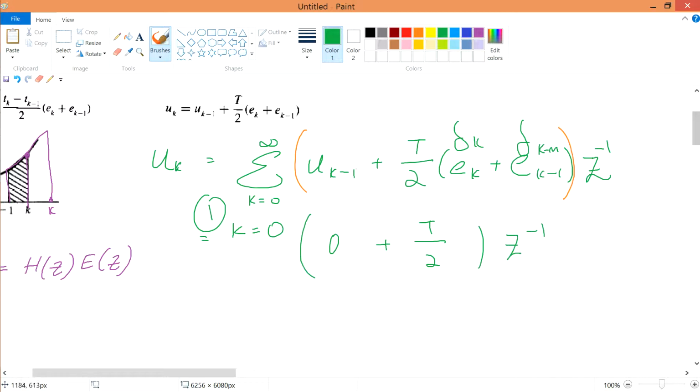What I am doing is, when I substitute k equals 0 over here, this thing will become 0, because there's no information from the previous, as we are just starting up. Then you apply a Dirac delta, which is when k equals 0. Dirac delta means that when k equals 0 it is 1, so 1 times T over 2, T over 2. And this is k minus m, so in this case it's k minus 1.